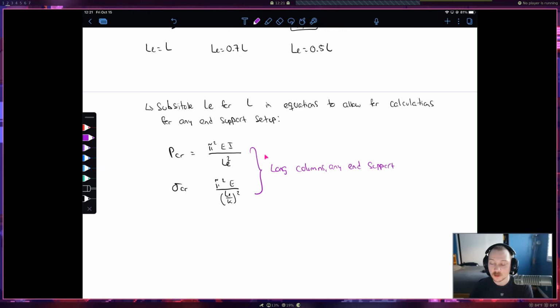Alright, so those two equations, remember they're derived from the Euler buckling load equation. That's for long columns only, but now that we have the effective length concept, we can plug that in, and we can solve for these long columns for any end support.